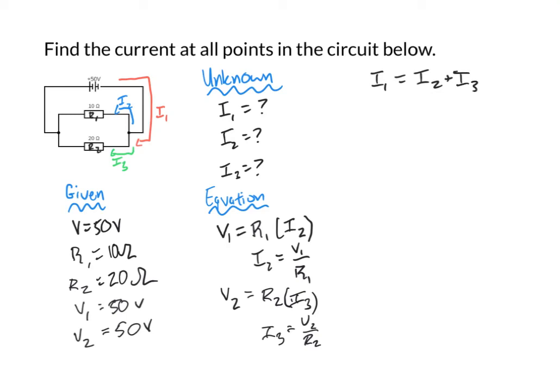So now I have everything I need to know to solve this problem. I know from Kirchhoff's loop rule that my voltage drop across my two resistors can be used to find my current through each of those resistors. And then I know through the junction rule that I can add those currents together to find the total current leaving my battery. So let's go ahead and substitute and solve.